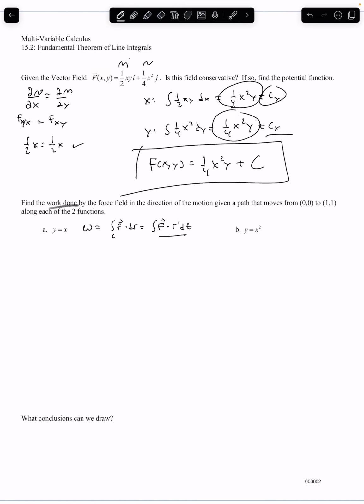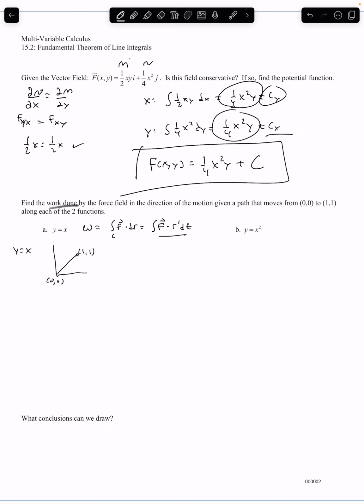So for the first one, we have y equals x. And if we look at it, it's very simple. We're going from (0,0) to (1,1). And we want to find the work done on this path. Remember, we have all these little vectors of the field coming along everywhere. And we just want to find out what's the net sum of the work on that path right there.